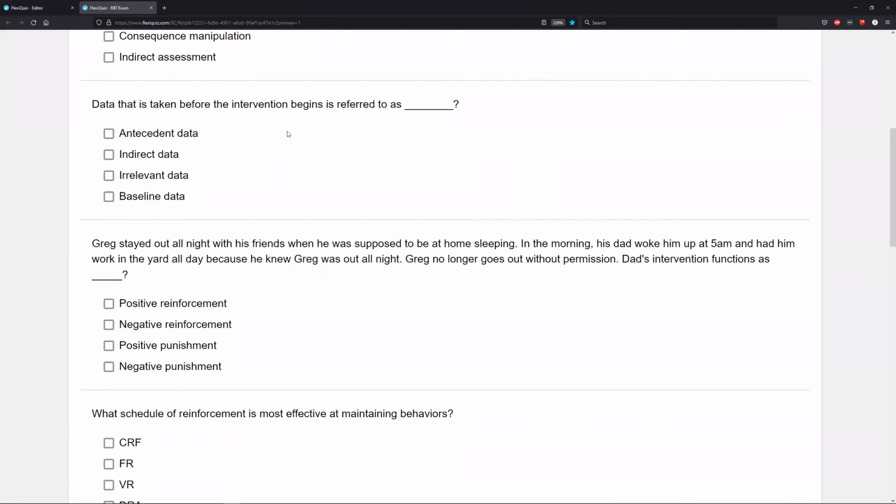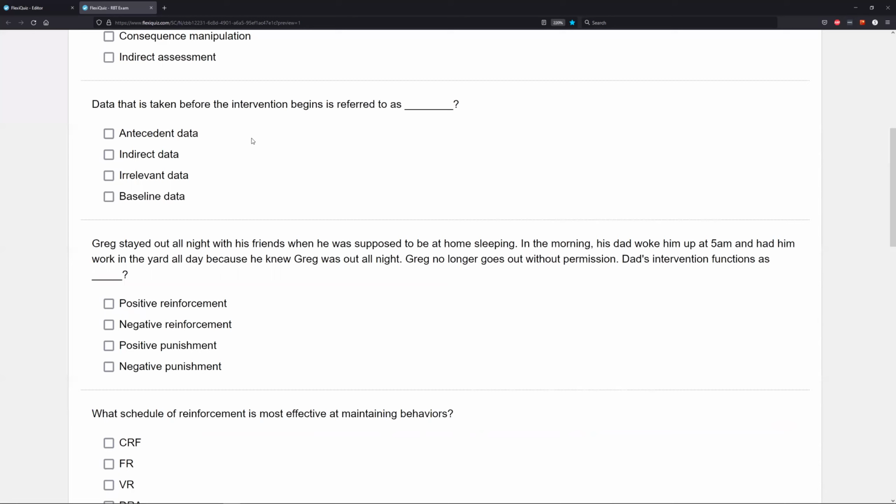Data that is taken before the intervention begins is referred to as what? Okay, so some of the questions on the exam would be this straightforward, right? Just a pretty basic definition question. And they want to know the data that is taken before the intervention begins. What do we consider that? So think about if you're taking data, you haven't started an intervention, okay, but you're still taking data on a skill. Why would you do that? Well, that's going to tell you where we need to start the intervention, okay? And the data that says this is where the skill is before we start teaching is referred to as what?